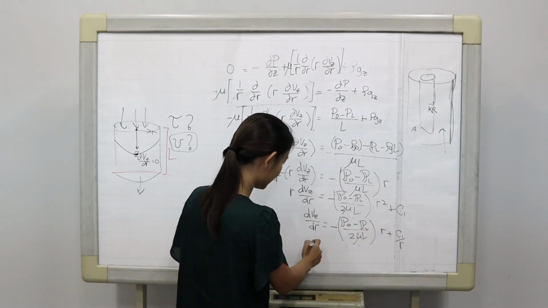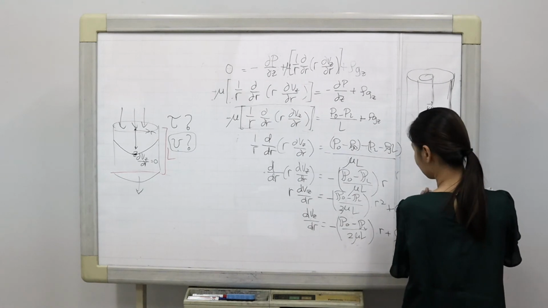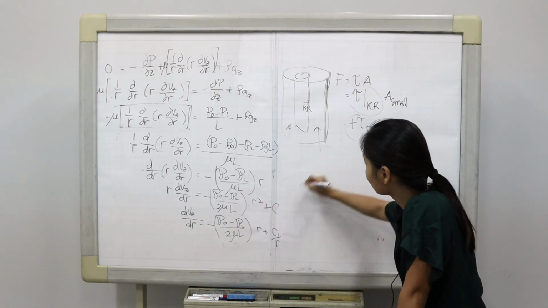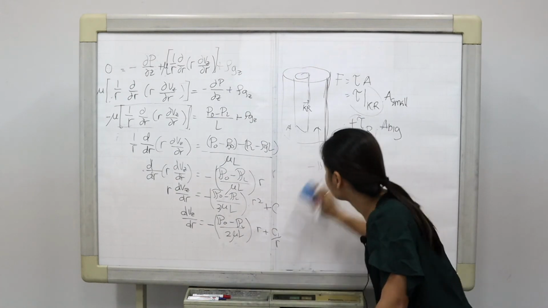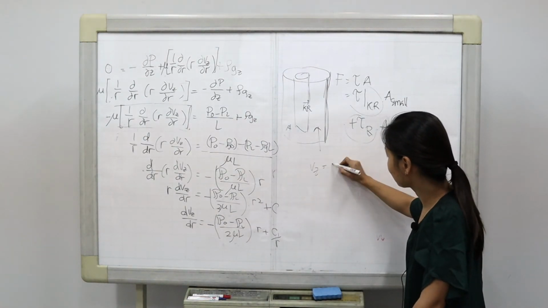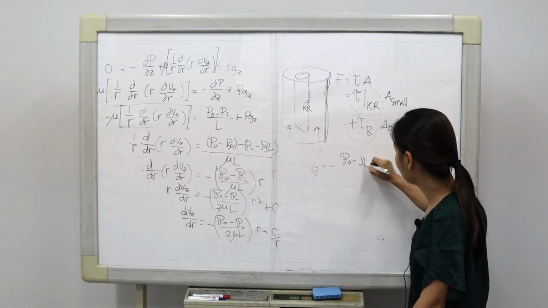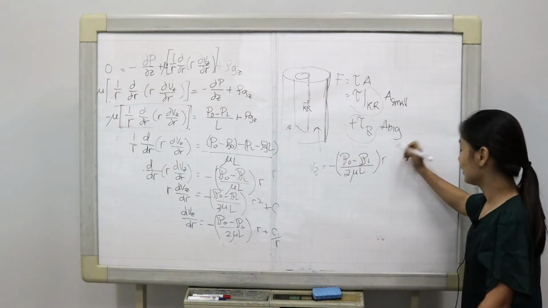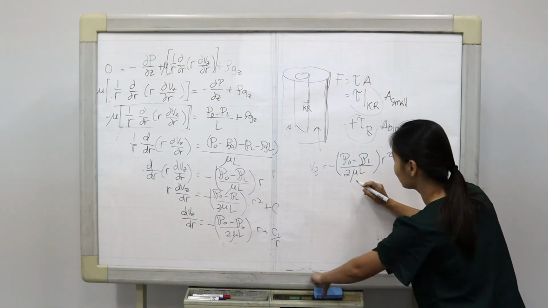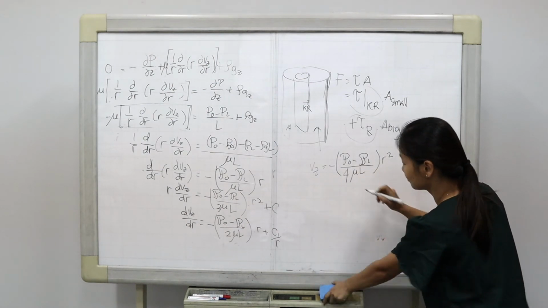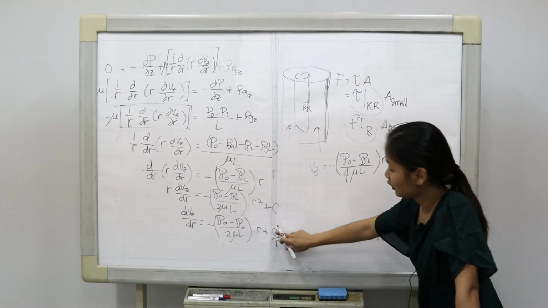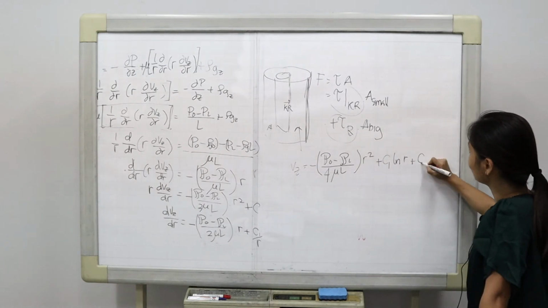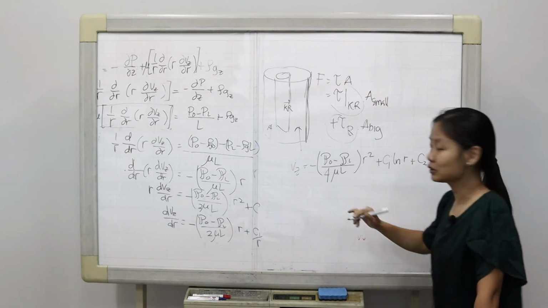Next thing is to do the second differentiation. If we do the second differentiation, we're going to have Vz equal to minus modified pressure 0 minus modified pressure L divided by 2 mu L, integration of r gives r square over 4, plus C1 over r gives C1 ln r, plus C2. To solve this equation, we're going to need two boundary conditions.